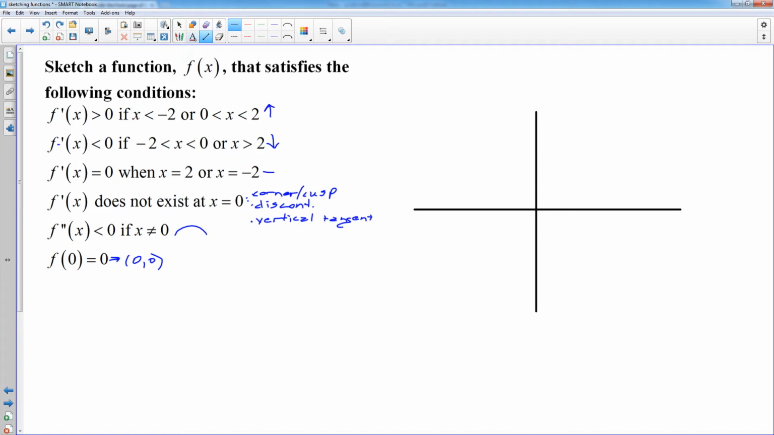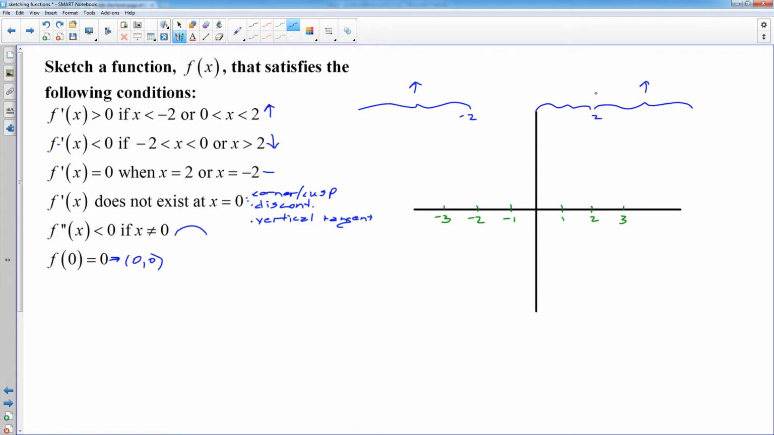So let's see, it looks like -2 and +2 are my interesting points. So I'm going to go -1, -2, and I guess I'll carry on to -3. 1, 2, 3. And to the left of -2 and after +2, my function's increasing. So from -2 to the left, my function's going to increase, and from +2 to the right, my function's going to increase. Then between, oh wait, that's not right. That's not right. I'm so stupid.